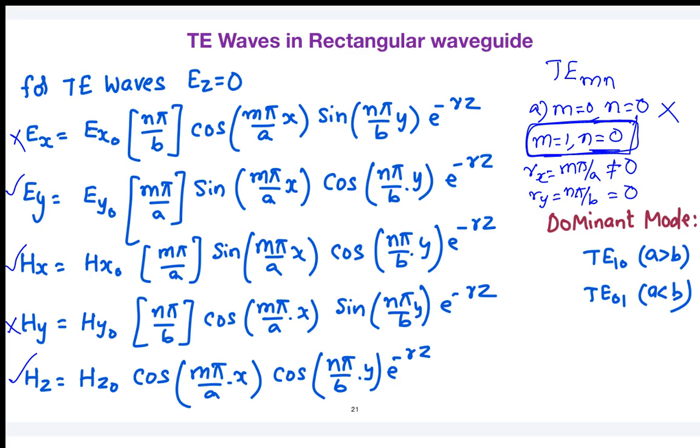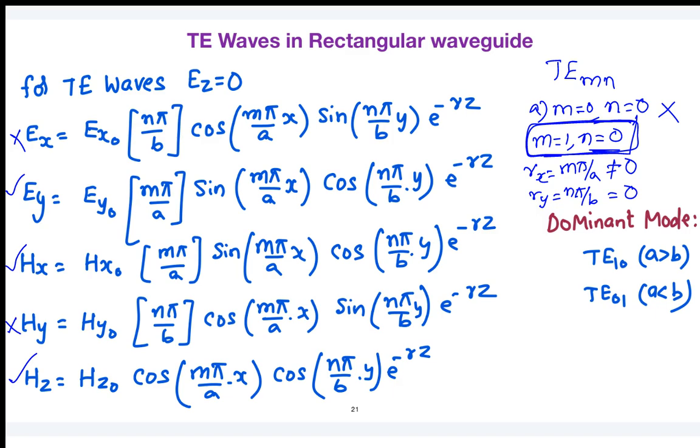Sorry, if you have 0, 0, then Hz will exist. So it will not be a dominant mode. No. You should have two components, right? One electric field and one magnetic field, both should exist. If there is only one magnetic field, there is no meaning. Wave cannot propagate, right?